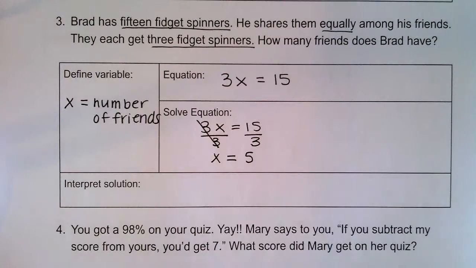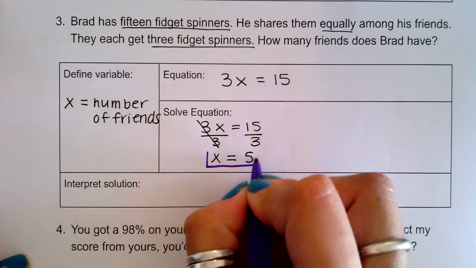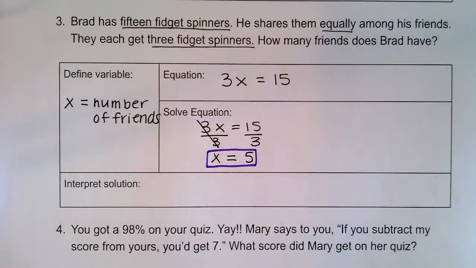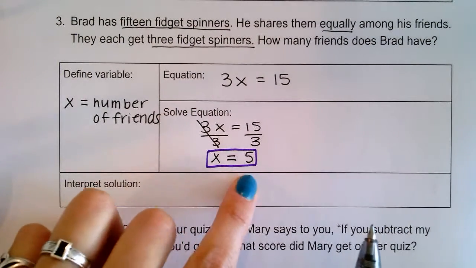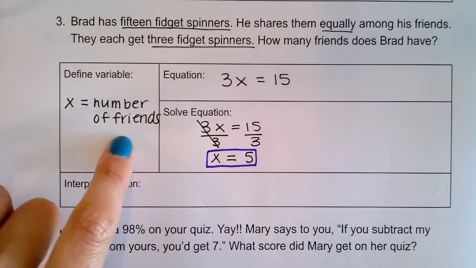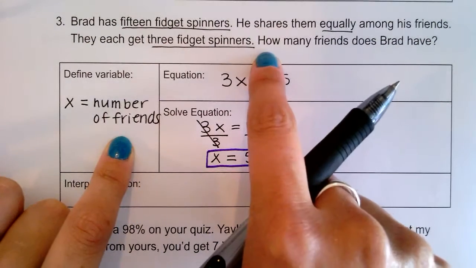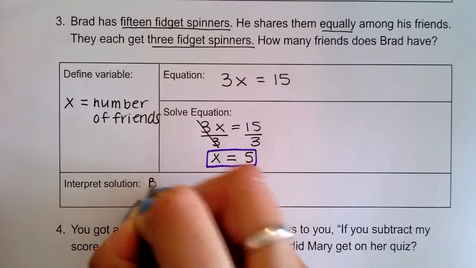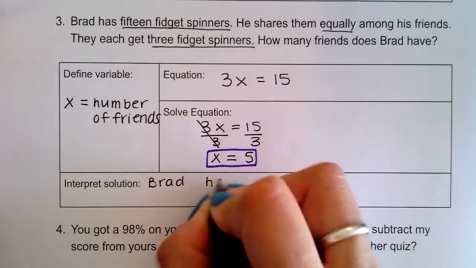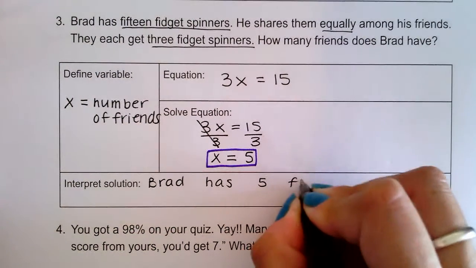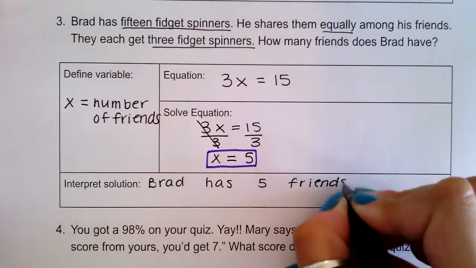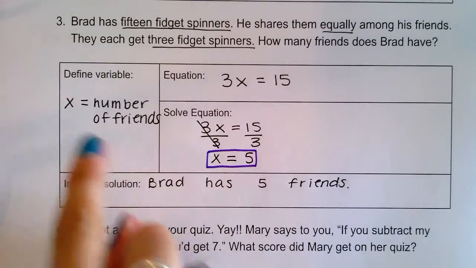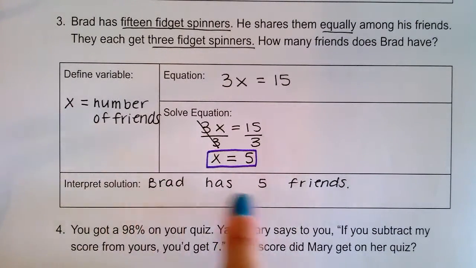So we have an answer, but we need to figure out how to write a sentence to explain that answer. So here we know that x represents 5 and x represents the number of friends. So to answer the question, how many friends does Brad have? We can say Brad has 5 friends, right? That's what our answer tells us because x stands for number of friends, therefore Brad has a total of 5 friends.